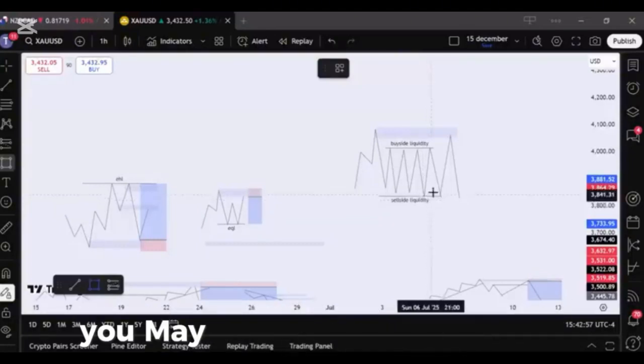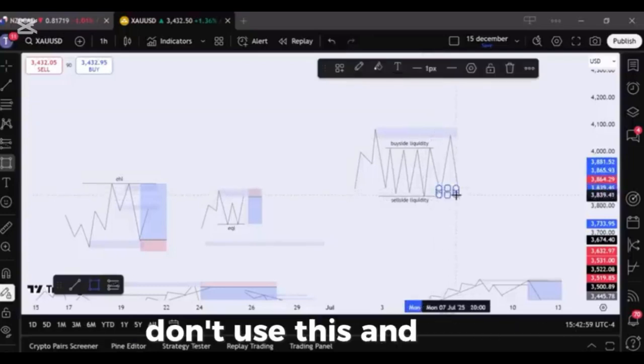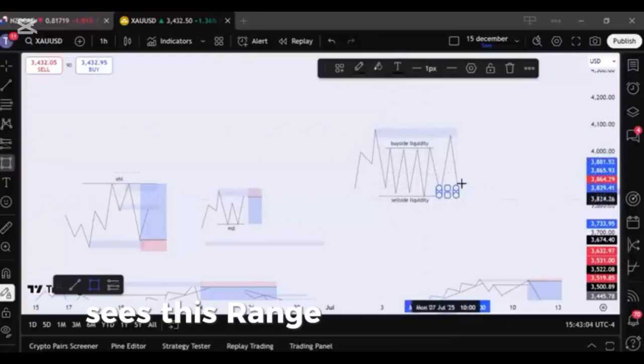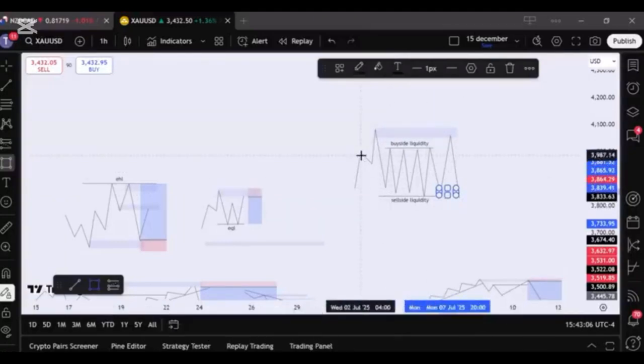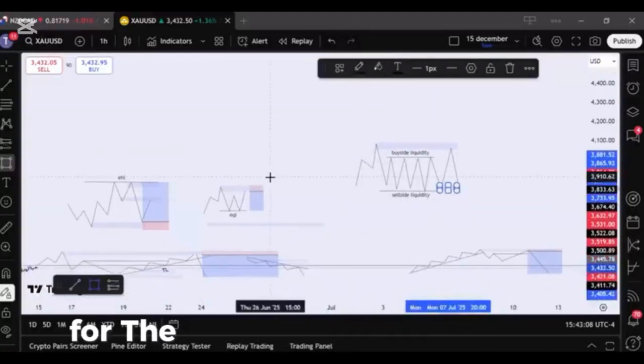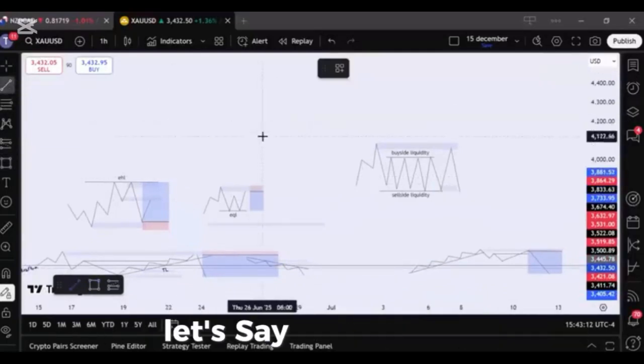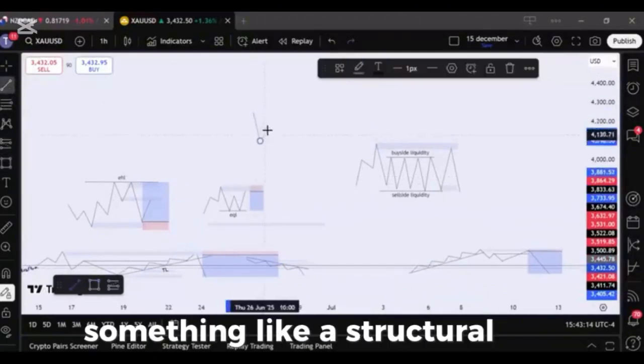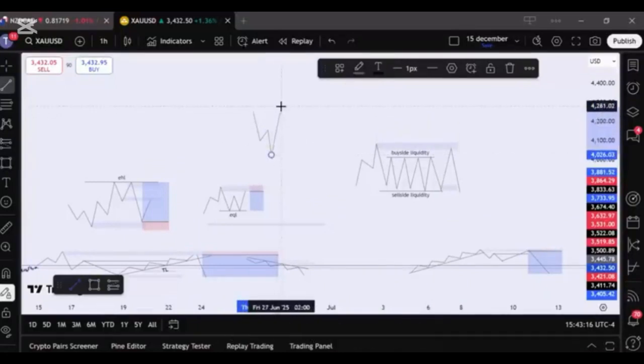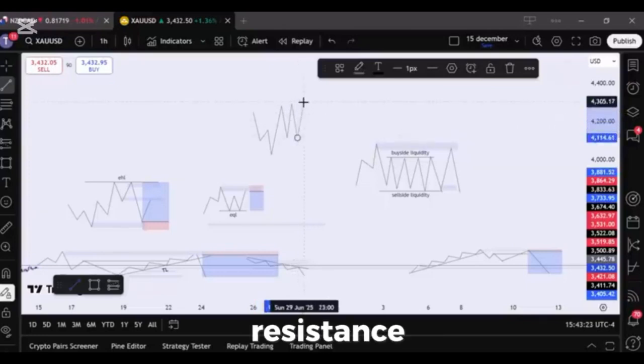So for example, you may see an order block here, don't use it as a buy. You may see a breaker here, don't use it as a buy until market eventually sweeps this range in liquidity and hits TP. Same thing for the opposite side, which is, let's say you have a buy zone, something like a structure shift to the upside, the market comes back, starts ranging: support, resistance, resistance, support, support, resistance.